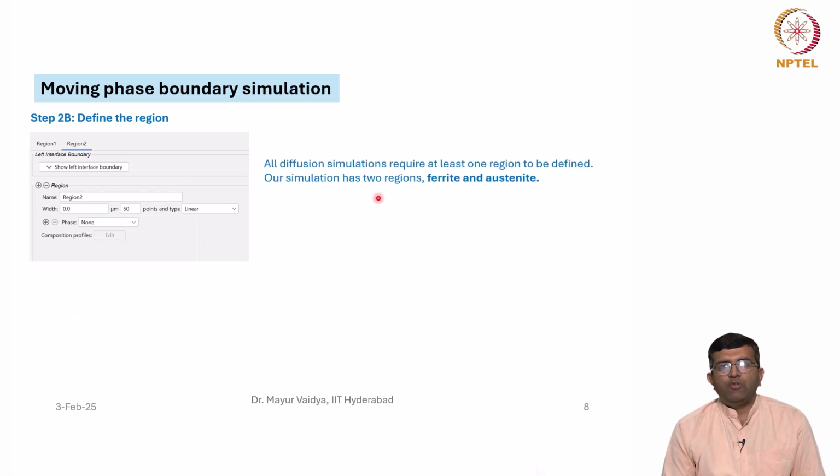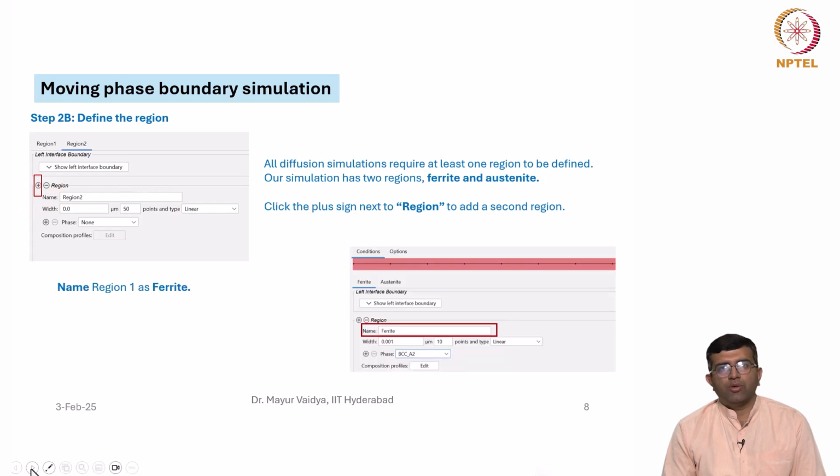Then all diffusion simulations require at least one region to be defined. In our simulation, we are talking about the ferrite and austenite. So these are the two regions here. We can click this plus sign here to add a second region.